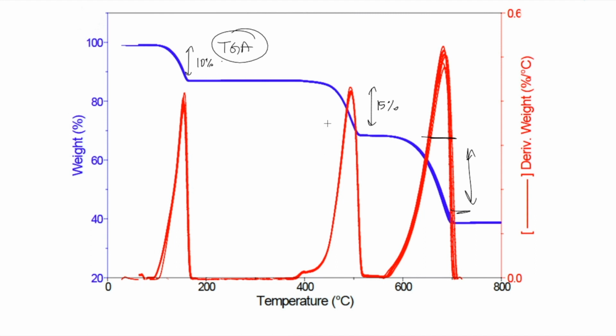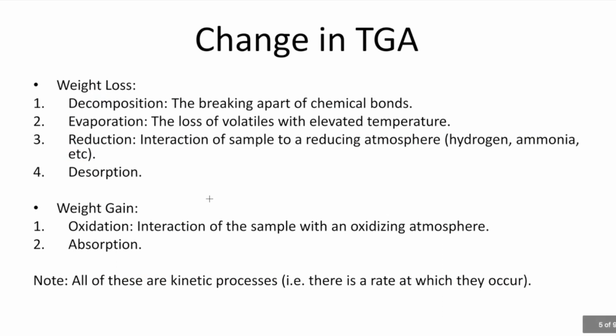These red lines are actually the same TGA, but in differential form. So they are called differential thermogravimetric analysis, DTA. So what does the change in TGA tell? It tells about weight loss, whether decomposition is happening. The breaking apart of chemical bonds is observed in the change in the TGA. Evaporation, loss of volatiles with elevated temperature. So if you increase the temperature, of course water will be evaporated and so on.